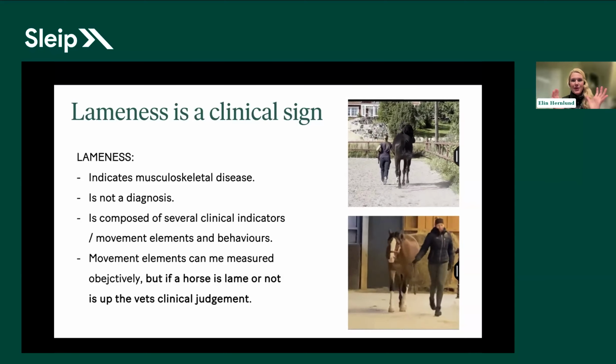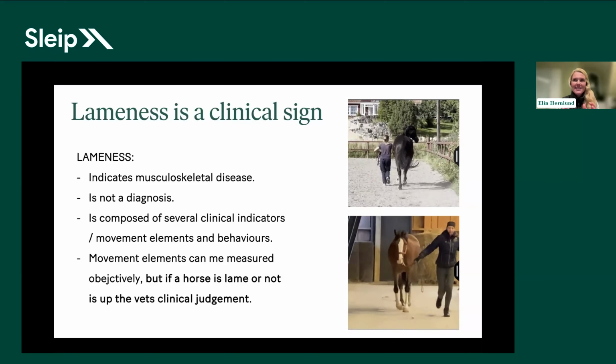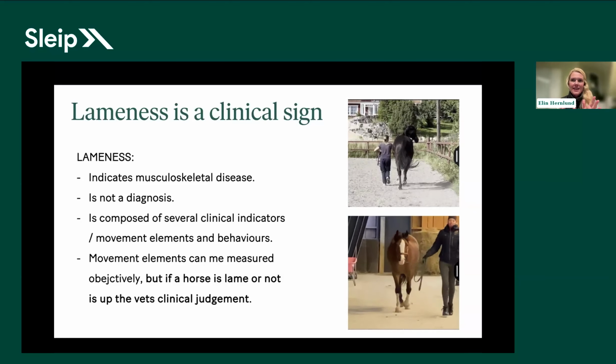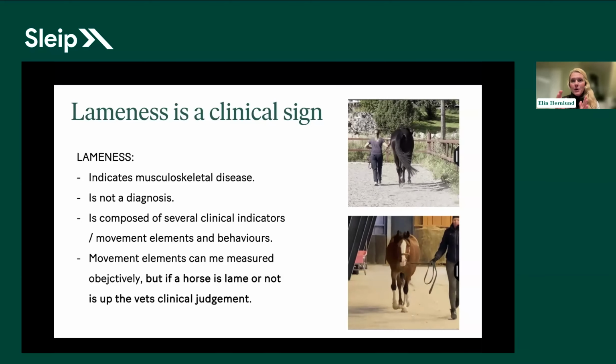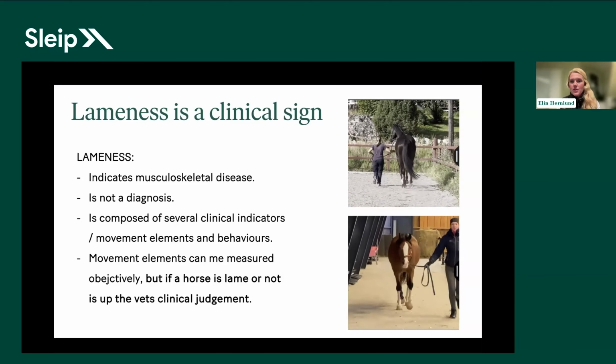So just to try to frame that into something. So lameness is a clinical sign. It's something that the vet would decide if the horse has, but it has small components, sort of elements that we can measure objectively.